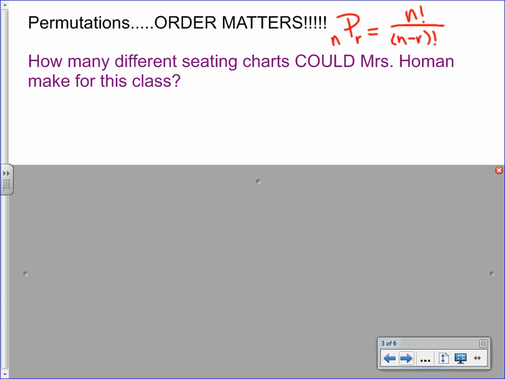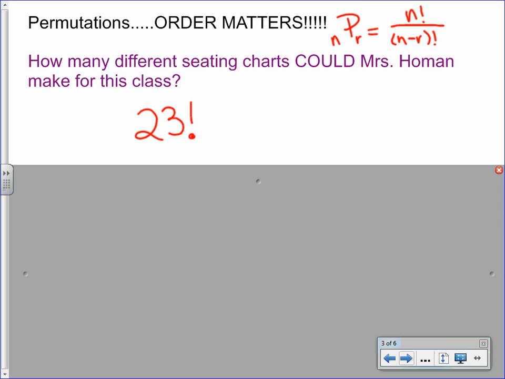How many different seating charts could Mrs. Homan make for this class? Okay? How many people are in this class? Keep in mind that two people are gone. So we have 1, 2, 3, 4, 5 tables of 4 and 1 table of 3. So how many people are in this class? 23. 23 factorial is how many different seating charts I can make in this class.